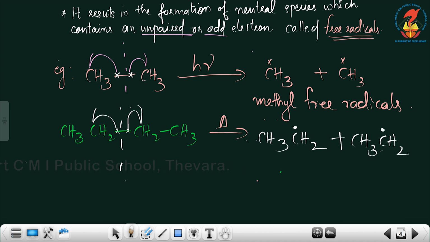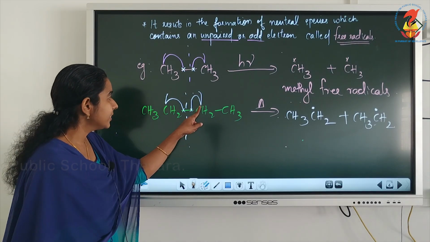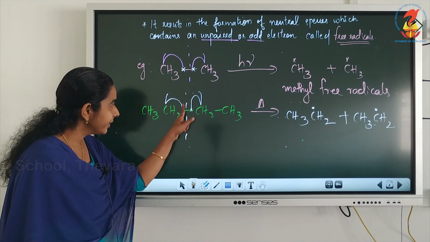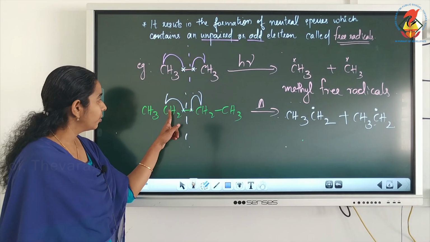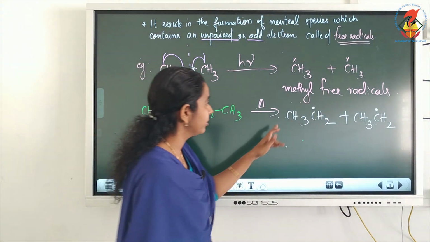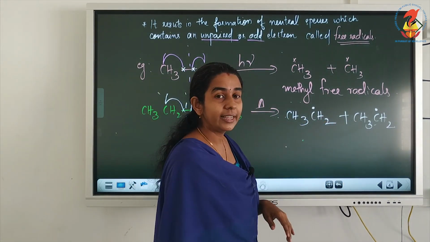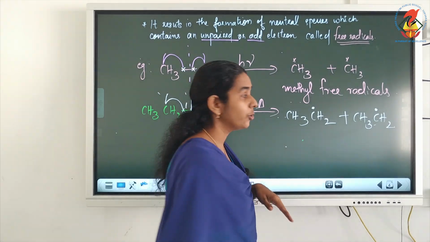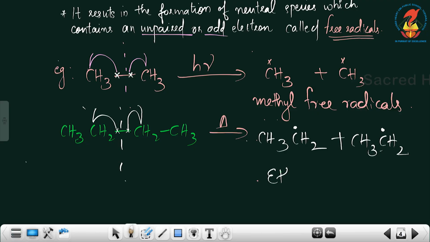Remember, the dot is on the CH2 carbon because the breaking is taking place at this position. If the breaking is taking place at another position, accordingly the radical will change. So here which free radicals are produced? What is CH3, CH2 known as? Ethyl. So here it is ethyl free radicals.